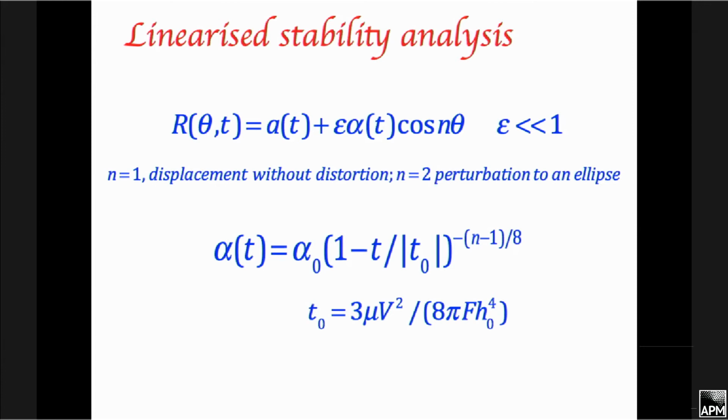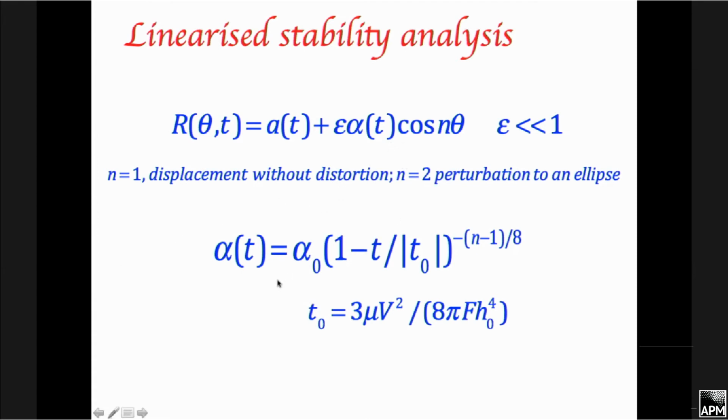When n is equal to 2, you have two blobs in a sense, or two disturbances. N equals 5, which we'll concentrate on just for fun, is more. N equals 2, as it says here, is an ellipse. N equals 1, I should have said at the beginning, is just a displacement.